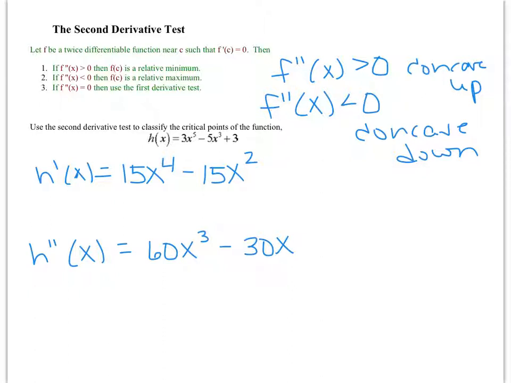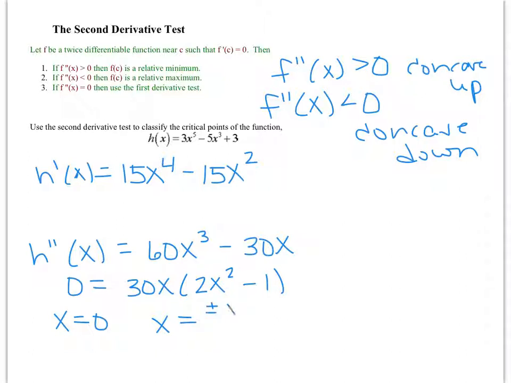So I'm still going to set my second derivative equal to 0. I'm going to factor out my 30x. So then I'm left with 2x squared minus 1. So I have x equals 0, and I have x equals plus or minus the square root of 2 over 2. So now that I know where that second derivative is equal to 0, I'm going to make a second derivative number line, f double prime, and I'm going to mark those values. So I know it's at 0, at radical 2 over 2, at negative radical 2 over 2.